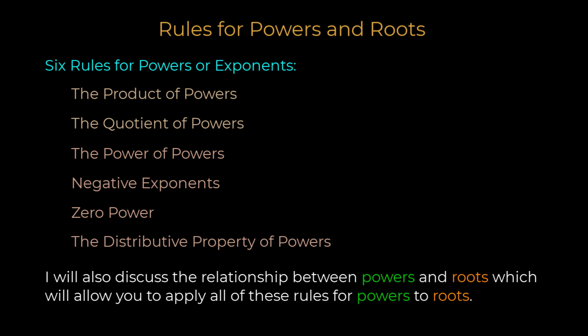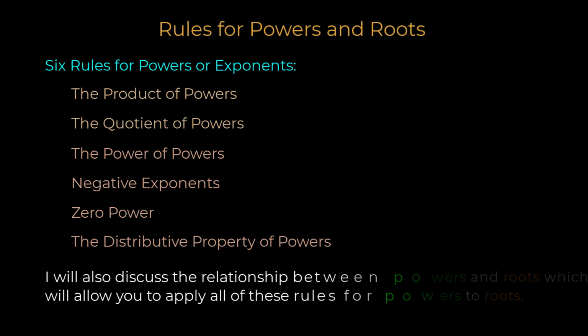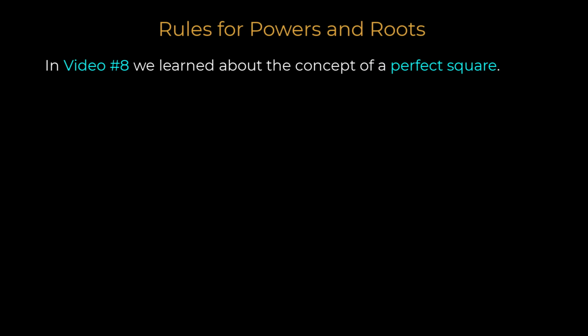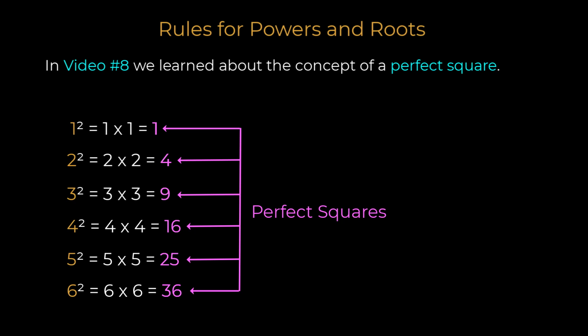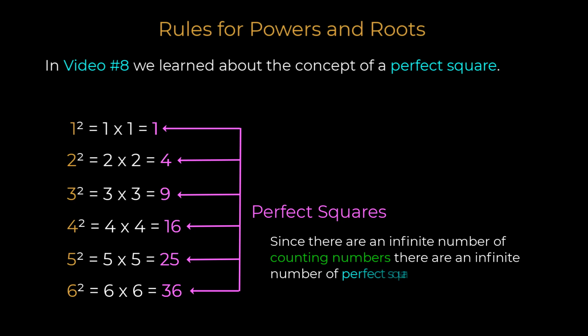Before I go into these rules, however, I want to give you a little more information on exponents and radicals. In video number 8, I covered the concept of a perfect square. That is, if I take the counting numbers and square them, then I get the following set of numbers: 1, 4, 9, 16, 25, 36, etc. This set of numbers are the perfect squares. Since there are an infinite number of counting numbers, there are an infinite number of perfect squares. I'm just writing down the first several.